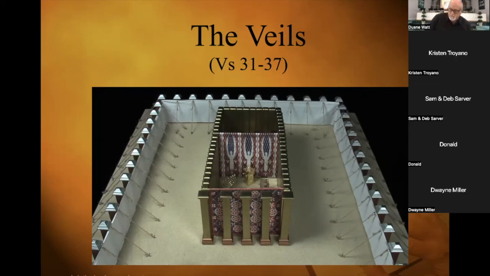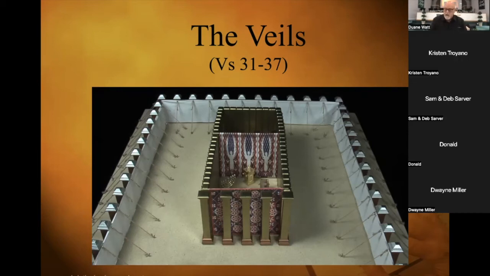And so the screen would hang from hooks on five pillars, each pillar made of acacia wood overlaid with gold, on this foundation of bronze, as we've already said, speaking of purity and endurance through trial and so forth. Lots of pictures there. And so just a few additional thoughts, and then we'll break down a little bit more into the holy place, with more details of the table of showbread and the other furniture.